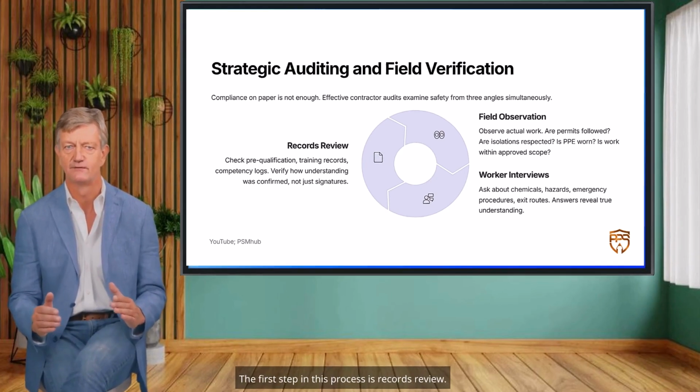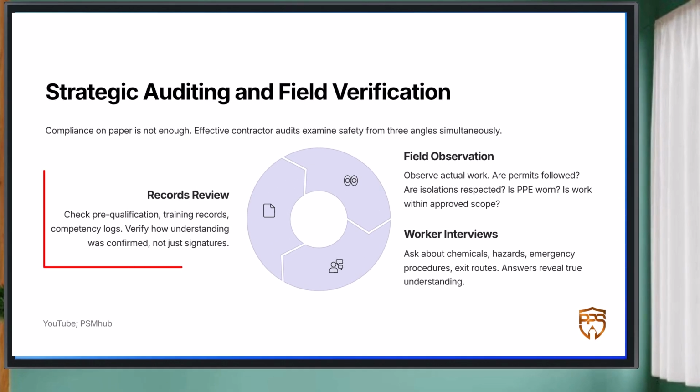The first step in this process is records review. This includes checking contractor pre-qualification documents, training and orientation records, and competency logs. However, the focus should never be on signatures alone. The most important question a safety specialist must ask is, how was understanding verified?